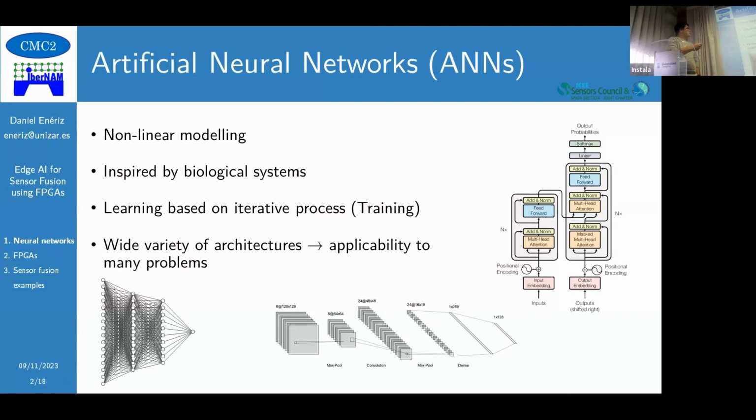They have become so popular in recent years because they have been successfully applied in fields such as computer vision, natural language processing, or audio signal processing. This is because there are a lot of different architectures that allow us to address many problems.